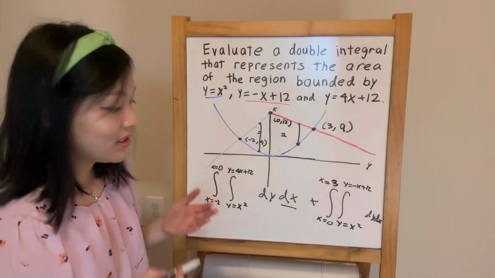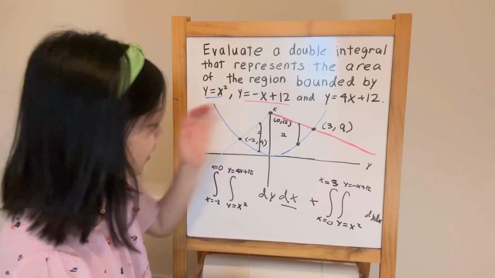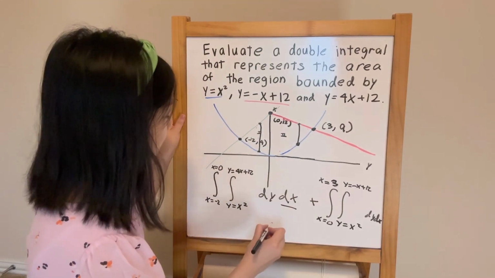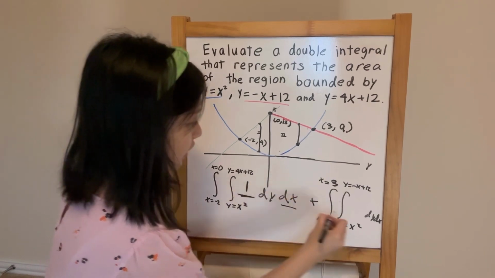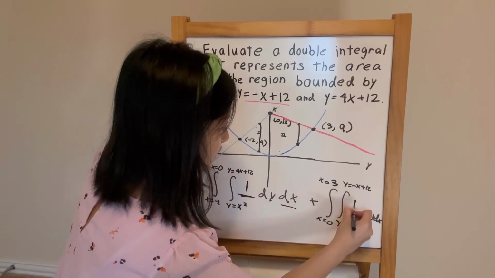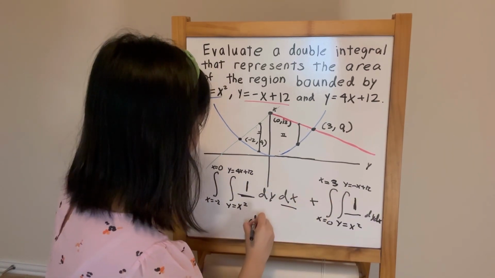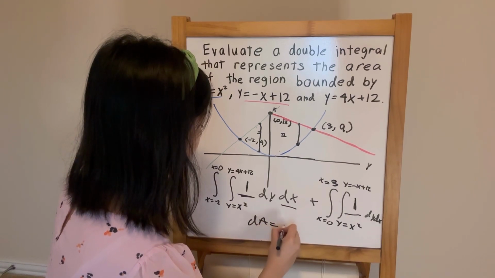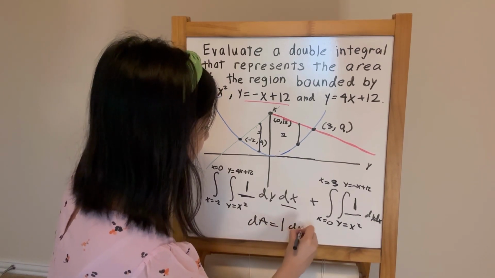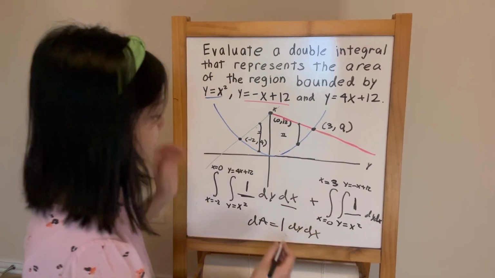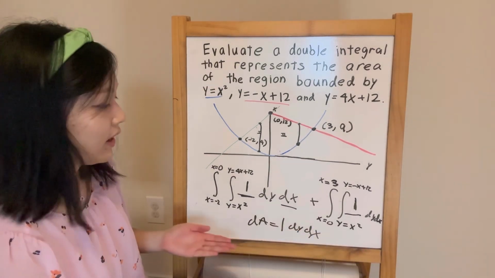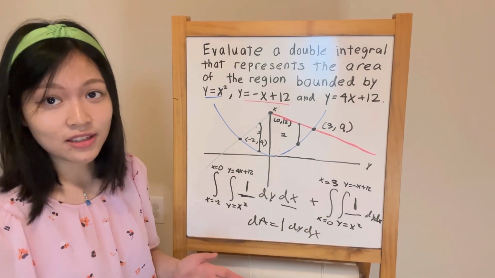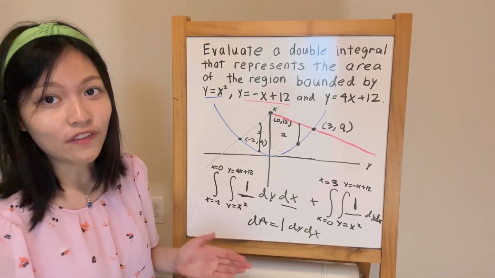All right, and since we're evaluating the area, the inside is just going to be 1 right here, since dA is equal to 1 dy dx, right? So this is what we're basically evaluating. And now that we have done setting it up, we can actually solve this problem.